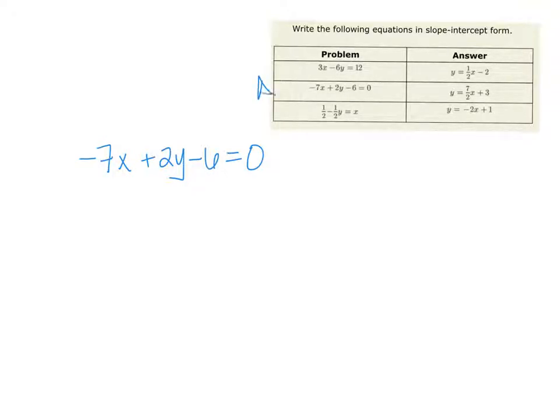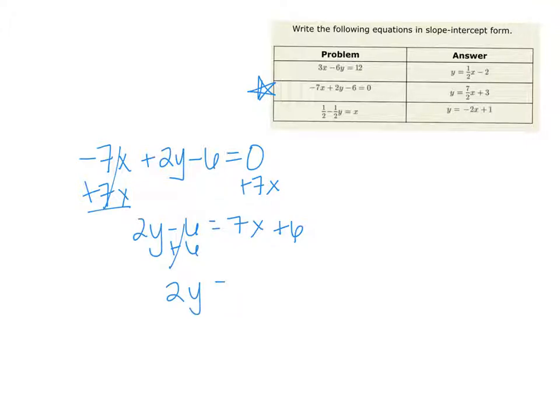Getting this into slope-intercept form, I'm going to add 7x to both sides. So I have 2y minus 6 equals 7x. Then I'm going to add 6 to both sides. So I have 2y equals 7x plus 6.